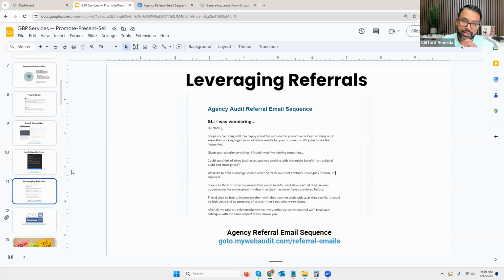Take it, run with it, again, adjust it. This was initially built for web design, right? Because that's our core service offering, but I went through it this morning. Super simple for you to change out a couple of things to have it focus on GBP.